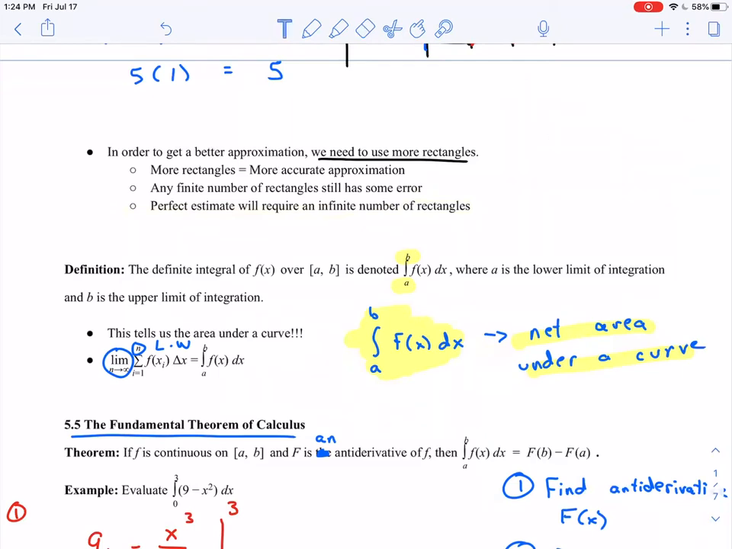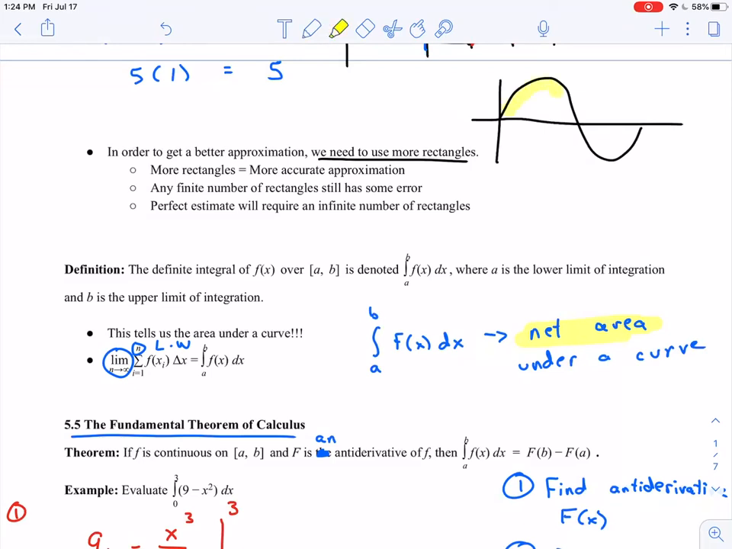We said there was one piece I kind of glossed over, and that was that the definite integral tells us net area under a curve. That word net is actually really important. Because when you look at a definite integral, it's going to tell you area under the curve. So if I were to draw something, let's just say I drew this in.